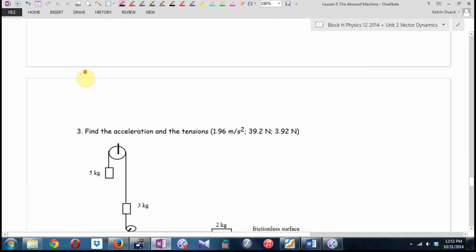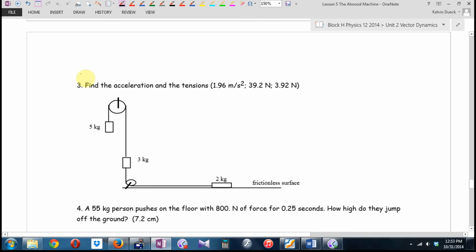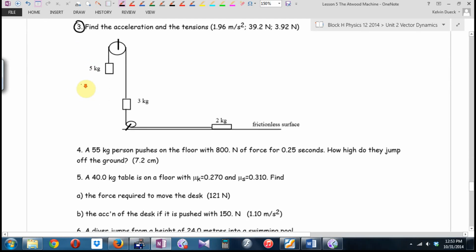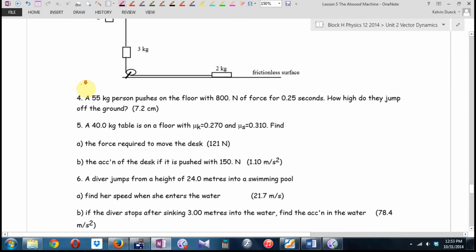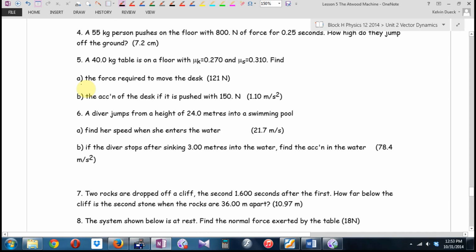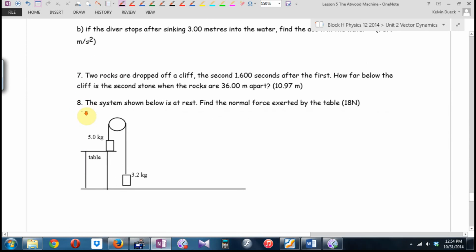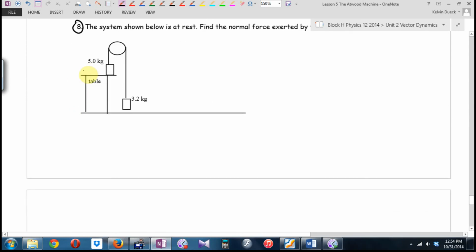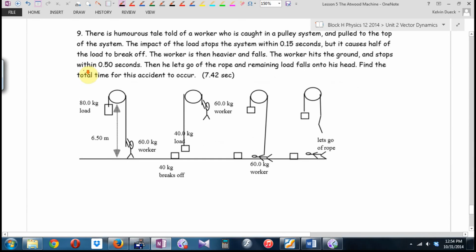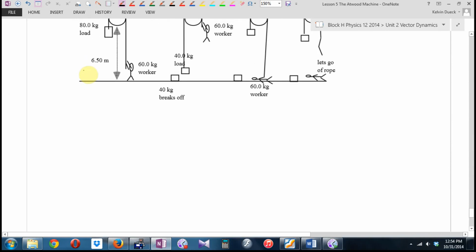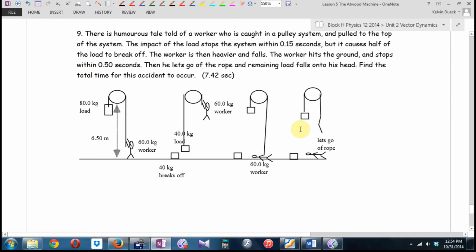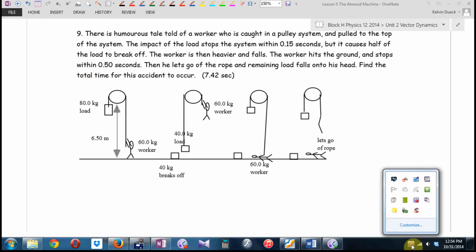So number 2 is good. Number 3 is tricky. See if you can figure it out. Number 6. I skipped 4 and 5. Number 8. I don't think I'm going to give number 10, or number 9. Pause.